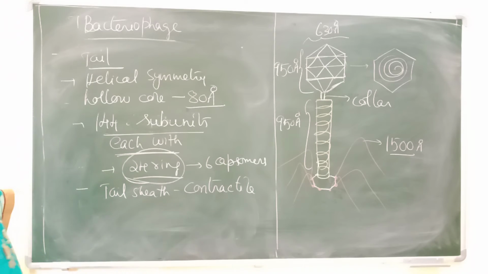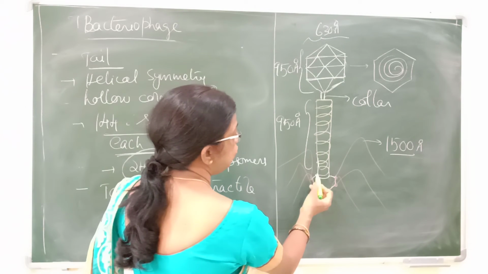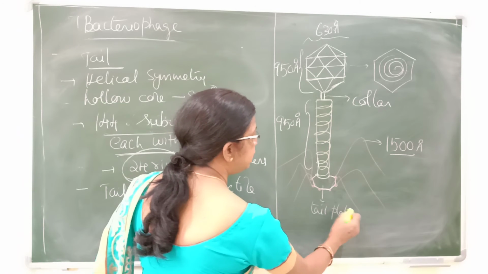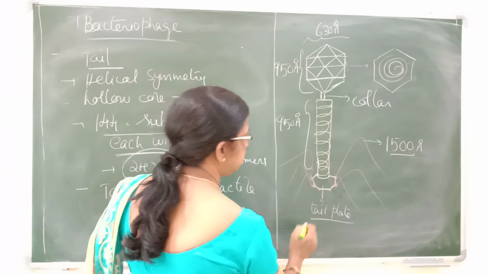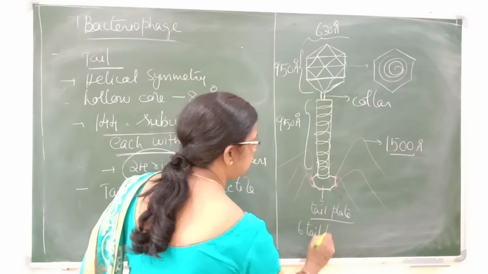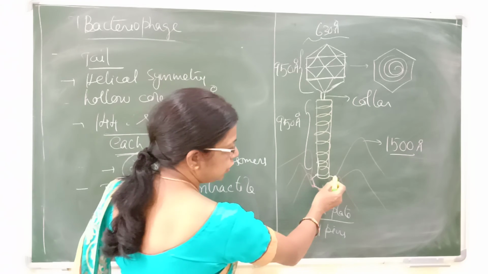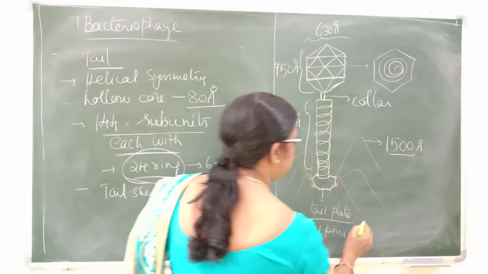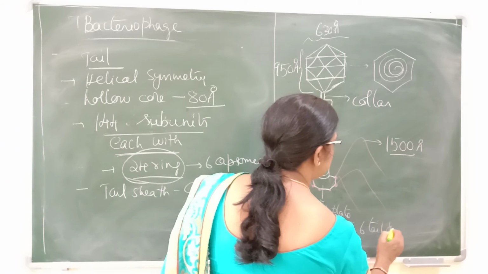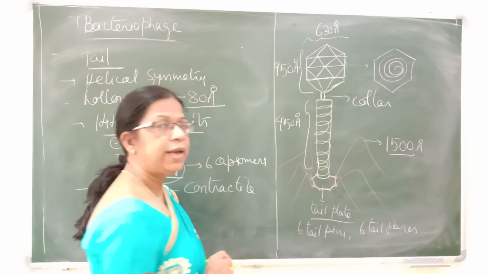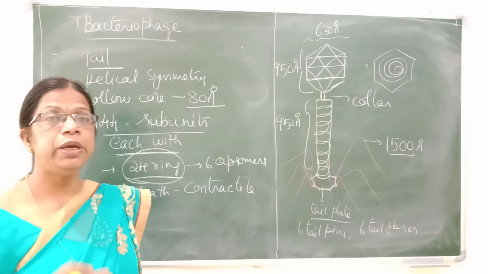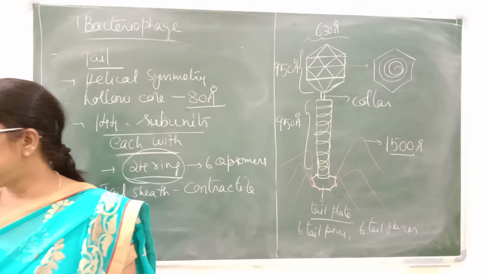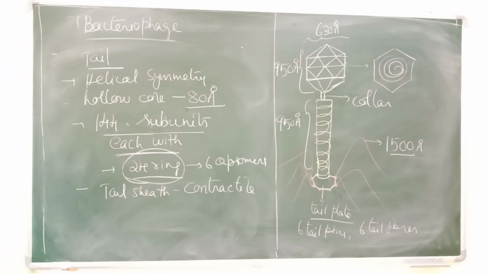At the end of the tail we find the tail plate, and this tail plate has 6 tail pins. Each tail pin gives rise to one tail fiber, so a total of 6 tail fibers will be present. The main function of the tail fibers is to help in attachment to the bacterial cell.